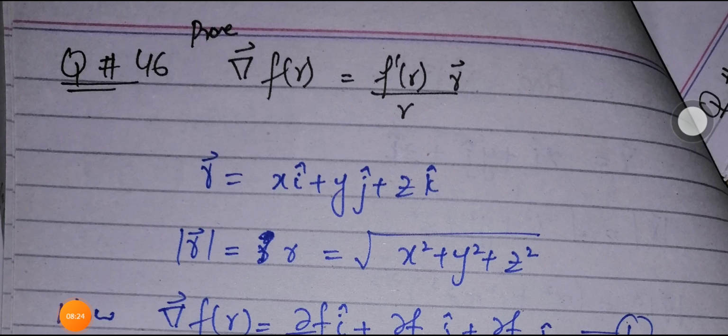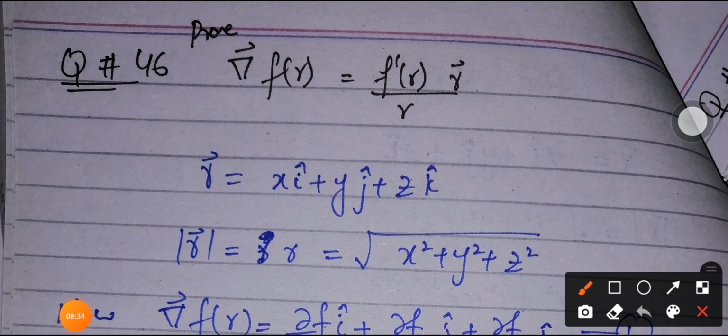Here we have question number 46, in which we have to prove that del of f of r is equal to f prime of r into vector r over r. Here r is representing the magnitude of the vector, and here is a vector quantity, and f is a function of the magnitude of r, which is basically a vector quantity, and this is a scalar quantity.